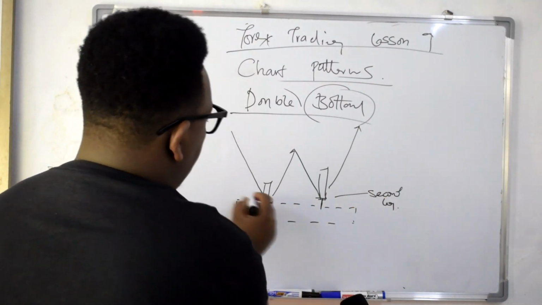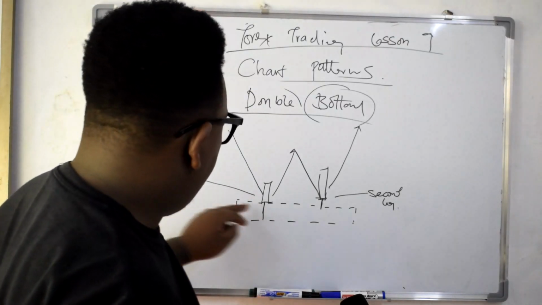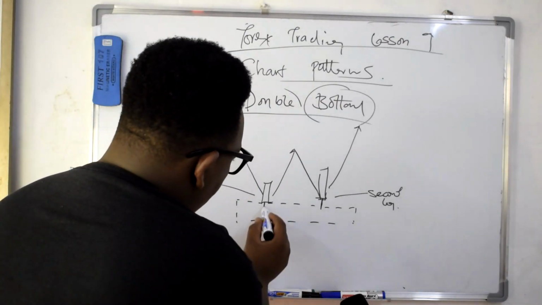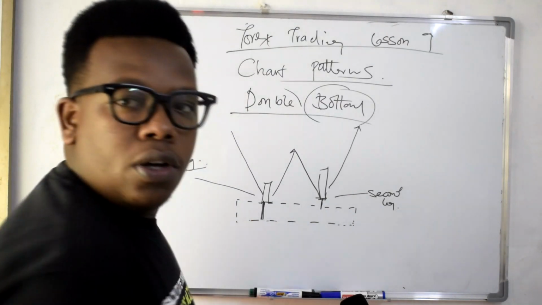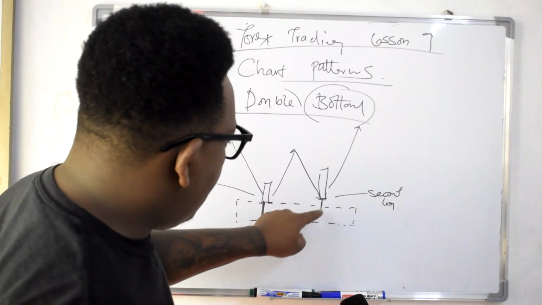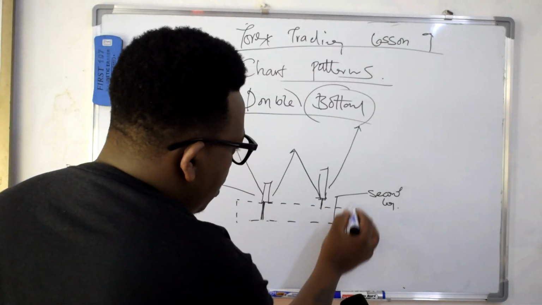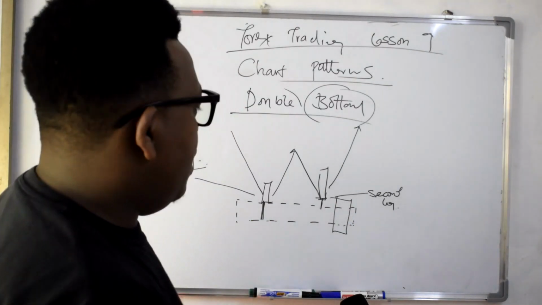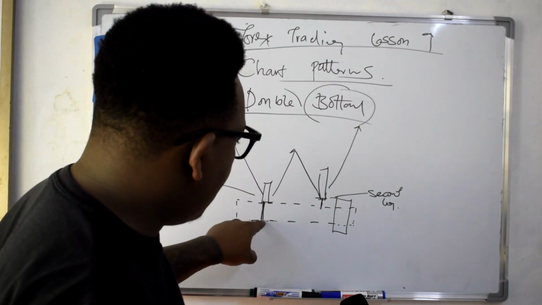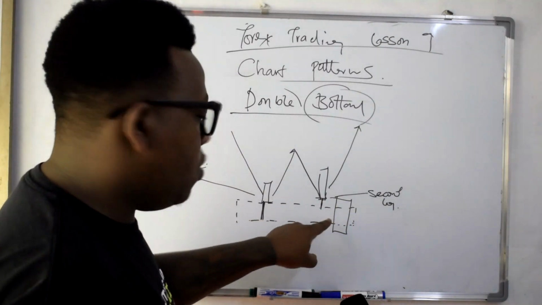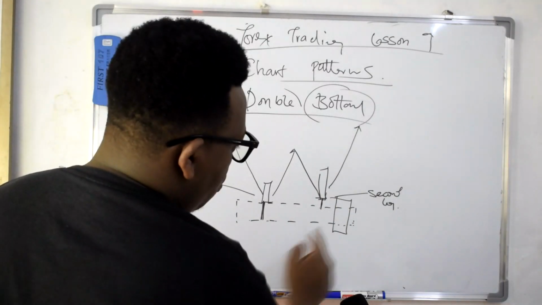This is the second leg, and here we have the first leg. So this is the first leg. For this wick, you just draw a rectangle like this. If the second leg hasn't crossed this box with the body, this is a valid double bottom. And when it closes below the first leg with the body, we normally say it's an invalid double bottom, and it's not advisable to trade it.